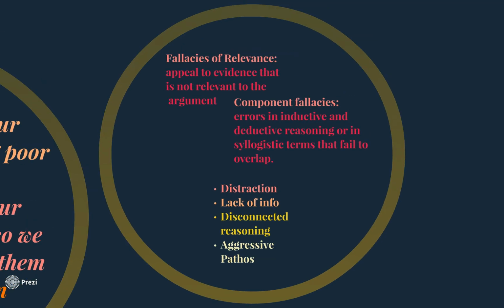So there's 2 different camps. This is not important for you to know at all, but I'm just giving some context. There's fallacies of relevance, which means that you're using evidence that just doesn't make sense in the argument. And there's component fallacies, which is where you have errors in the A plus B plus C, inductive and deductive reasoning, or those syllogistic terms, which is the same thing as word problems made with A plus B plus C, and they fail to overlap.